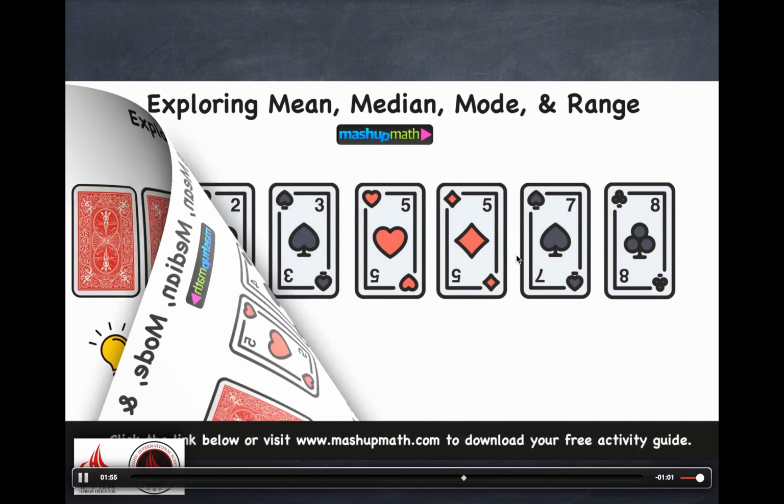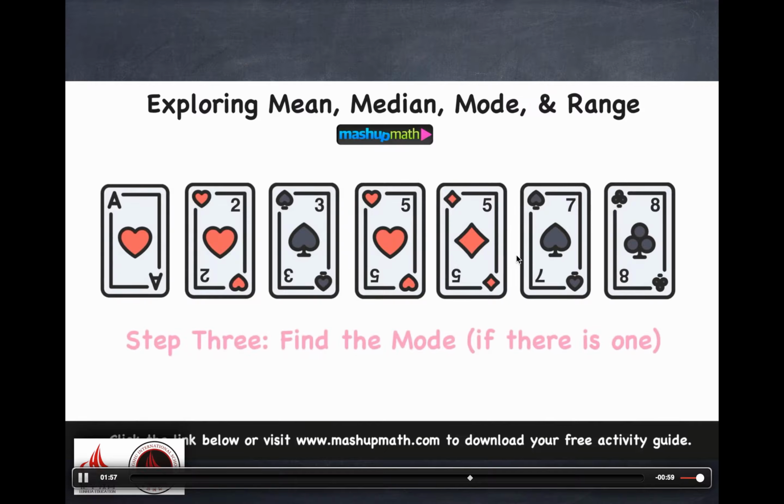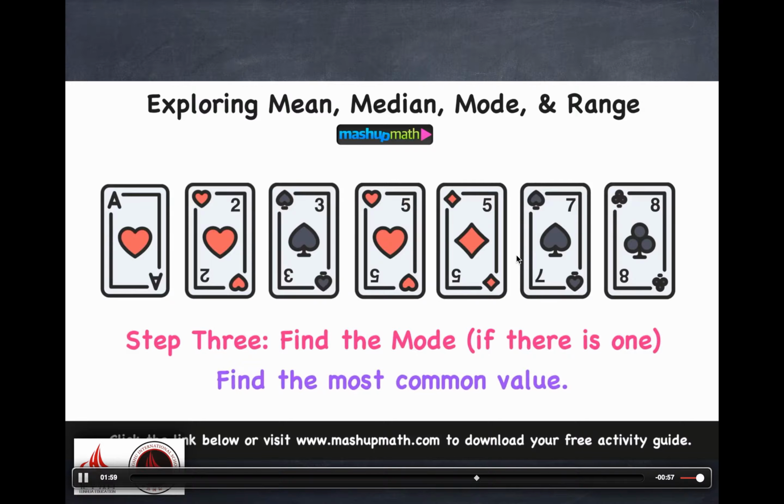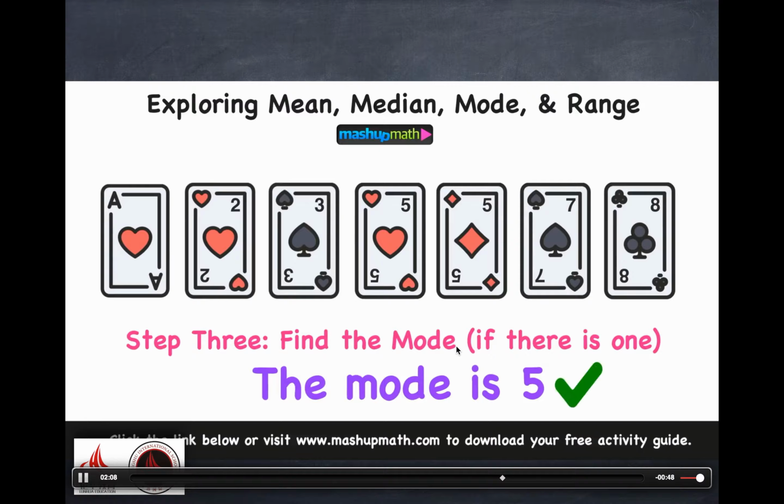Now the next one is mode. Mode is the number that repeats itself the most. Which one do you think that might be? And it's 5. So the mode is 5.